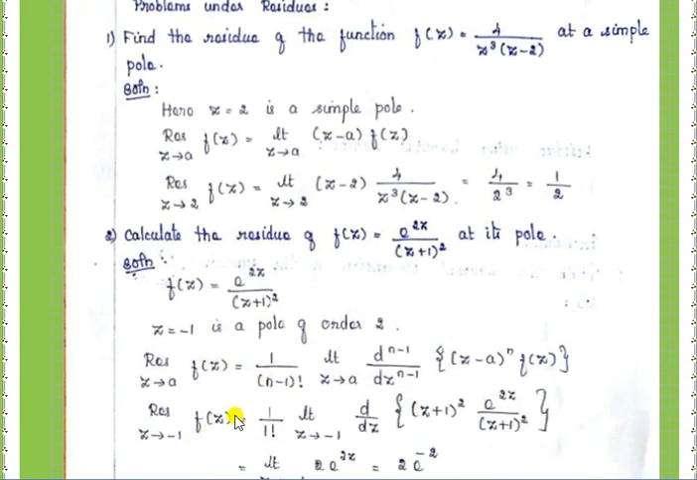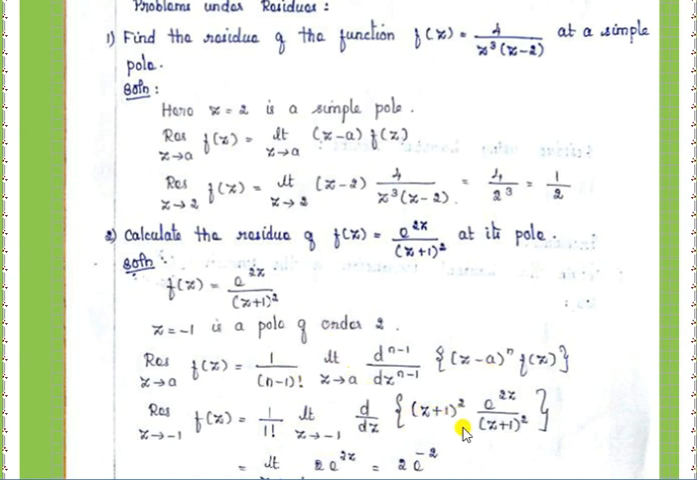Now I am replacing a as well as n in this general formula. Residue at z tends to minus 1 of f of z equal to 1 by (2 minus 1) factorial, which is 1 factorial, limit z tends to minus 1 d power n minus 1, that is 2 minus 1, whose value is 1, by d z power 1 of (z minus a).